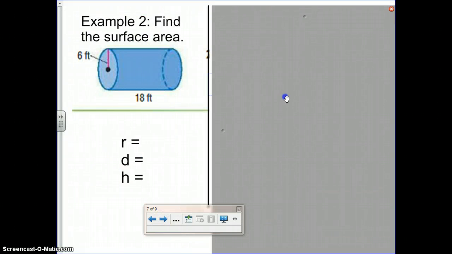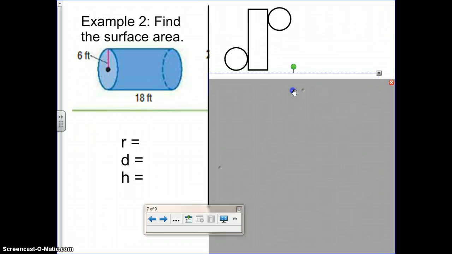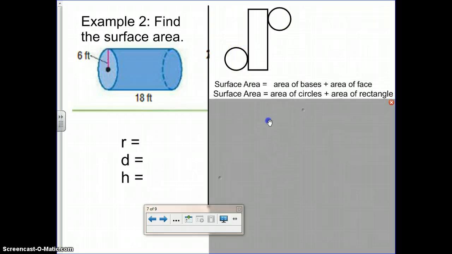Alright, example 2. Find the surface area of this cylinder. So we're going to do the same thing. Can you picture what the net of this shape is going to look like if we unwrap the whole cylinder? Well, we're going to have 2 circles and a rectangle. So we need to find the area of 2 circles, those 2 bases, and we need to find the area of that rectangle, the face.